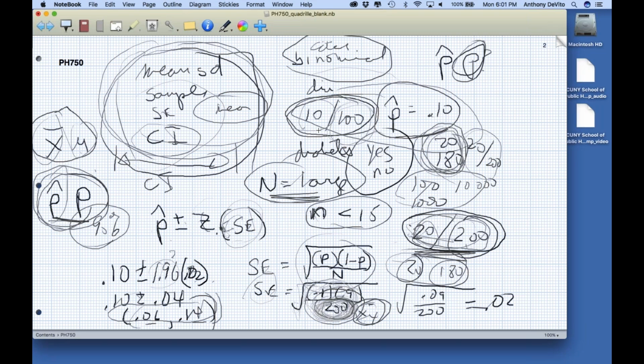Well, I decided that I couldn't use that. Remember, I couldn't use that because my sample size was too small. The 100 wasn't too small, right? The total number of people sampled, but the 10 was less than 15. So in this one, there were 10 people that were diabetic, 90 people that were not diabetic. So this side was sufficiently large, but this side wasn't sufficiently large, right? So I couldn't use this to calculate my confidence interval.